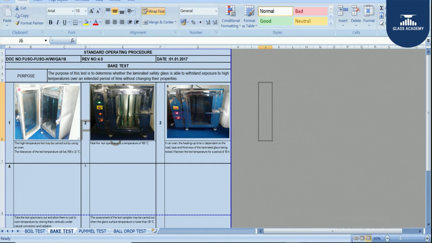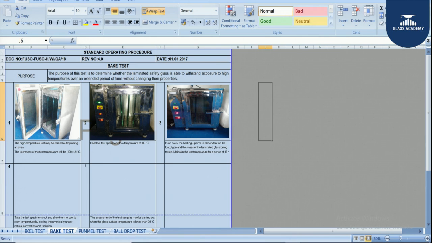Then gradually every 1 hour we are going to increase the temperature by 10 degrees. For example, if I am keeping the glass at 100 degrees centigrade for 16 hours, on the 17th hour I will be keeping 110 degrees centigrade, on the 18th hour I will be keeping 120 degrees centigrade. Like that every hour I am going to increase the temperature by 10 degrees, and I will be taking out the glass, inspecting and again placing it back in the oven.